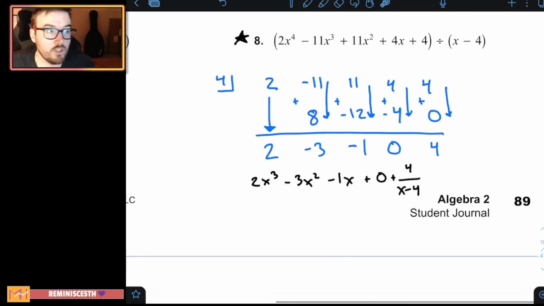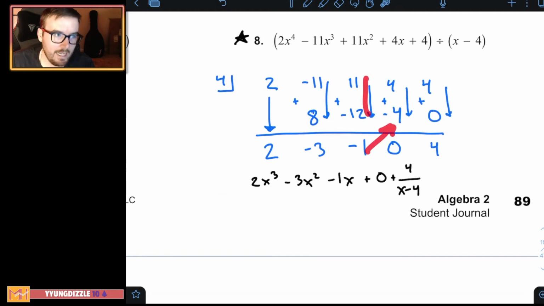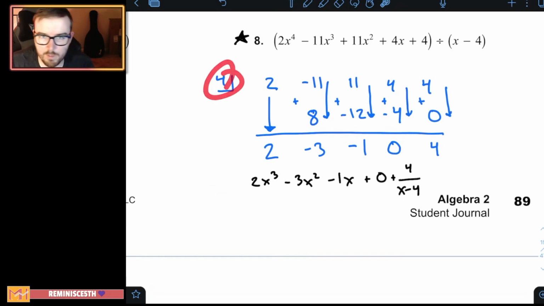So in short, what just happened? Add down, multiply diagonally is what I like to say. We add down and then multiply diagonally. What are we multiplying by? The number in the box.